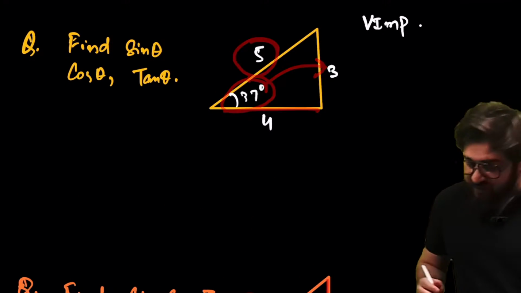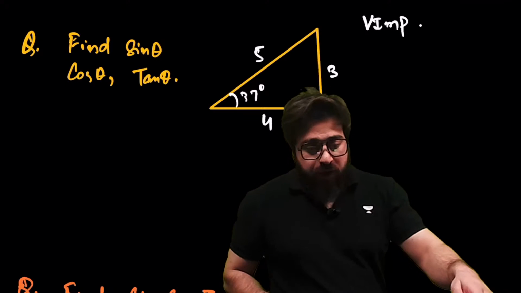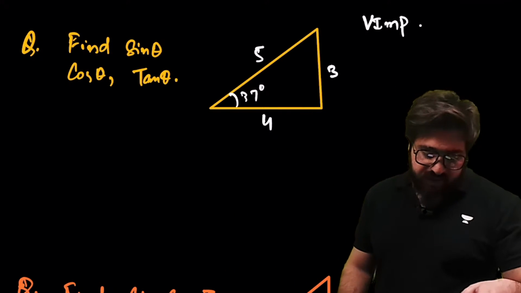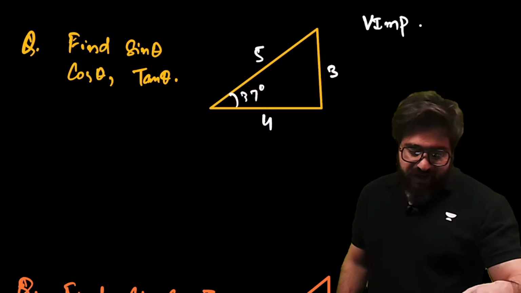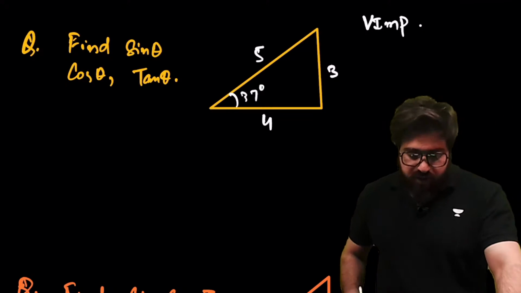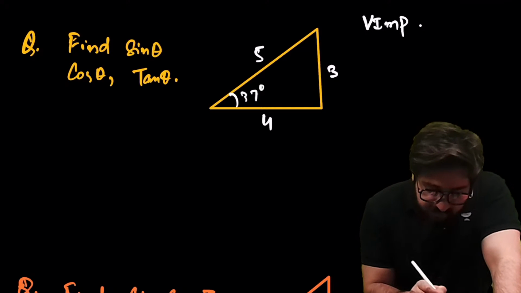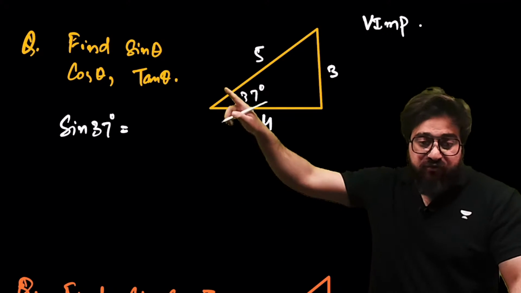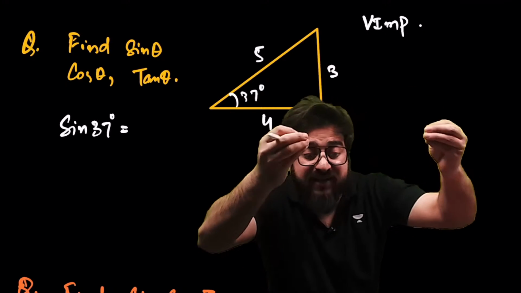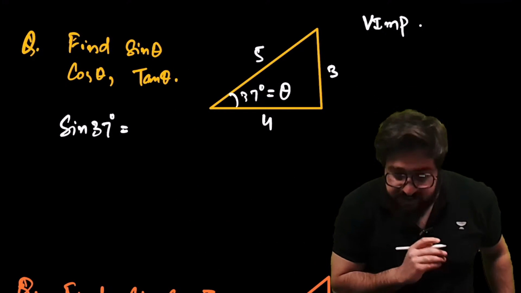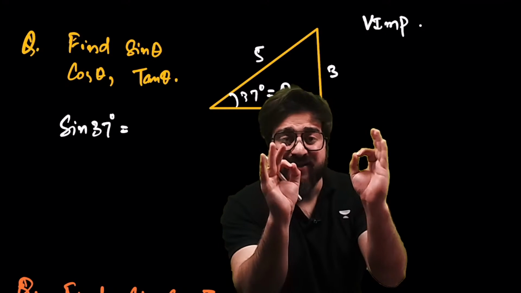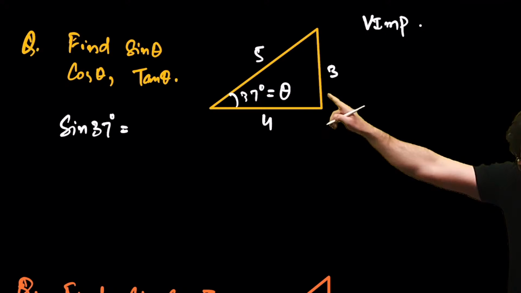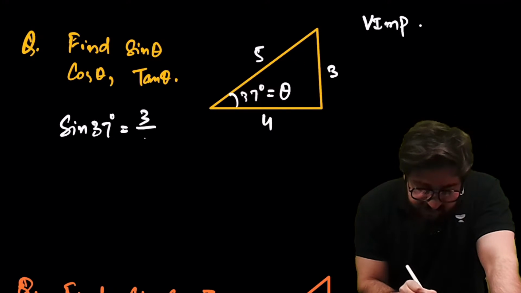This remains the same. Now, in this case, if I ask you to tell me the value of sine theta, what is the value of cos theta, and what is the value of tan theta? When it comes to sine of 37 degrees, because we have to find the value of sine theta, theta in this case is given as 37. So we say sine is equal to perpendicular upon hypotenuse. What is perpendicular in this case? That is 3. Hypotenuse is 5, so 3 divided by 5.